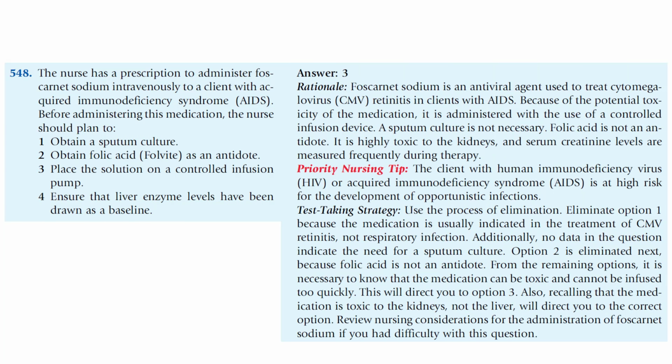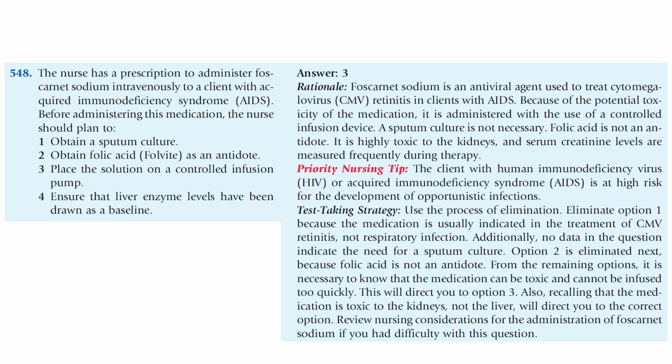548. The nurse has a prescription to administer foscarnet sodium intravenously to a client with acquired immunodeficiency syndrome, AIDS. Before administering this medication, the nurse should plan to 1. Obtain a sputum culture. 2. Obtain folic acid, Folvite, as an antidote. 3. Place the solution on a controlled infusion pump. 4. Ensure that liver enzyme levels have been drawn as a baseline.